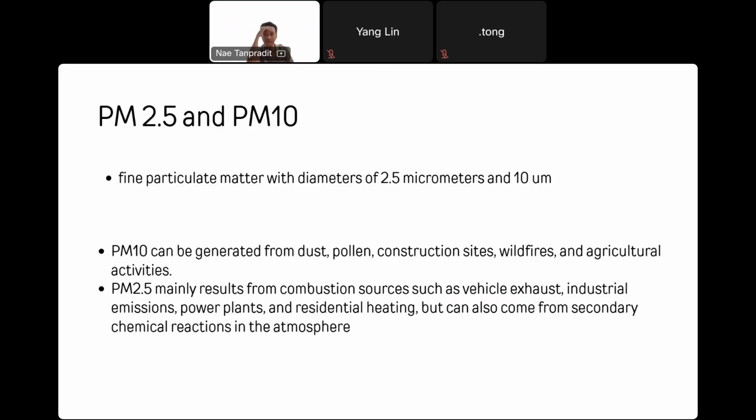Okay, the other things are the PM 2.5 and PM 10. I think everyone knows about this because we are Thai and Chinese, right? Because we have a problem with this.